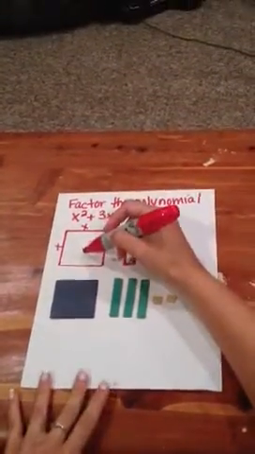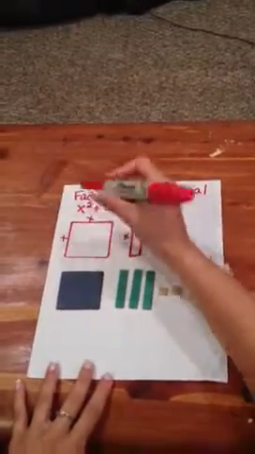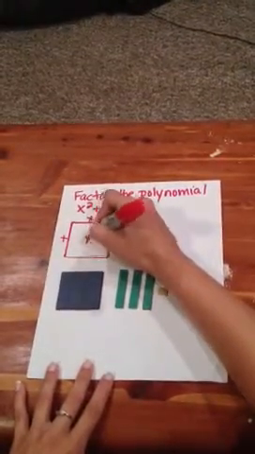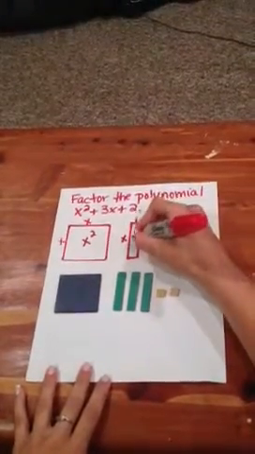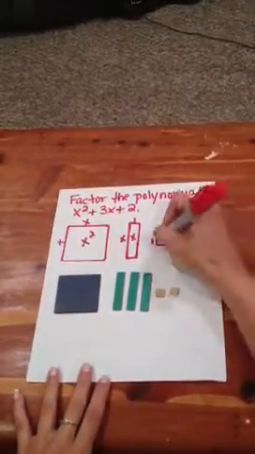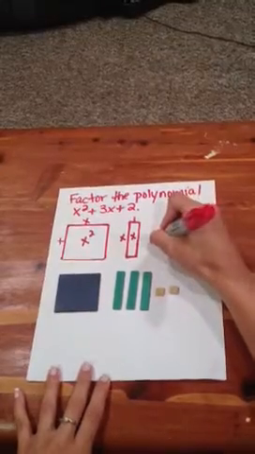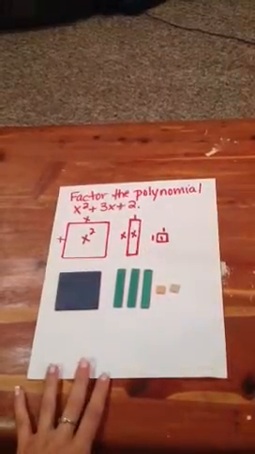In order to find the area of the larger square, we multiply both sides by each other to get an area of x squared. The rectangle, 1 times x, has an area of x, and the smaller square, 1 times 1, has an area of 1.